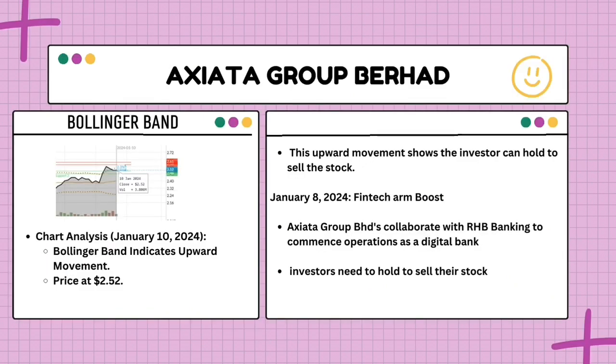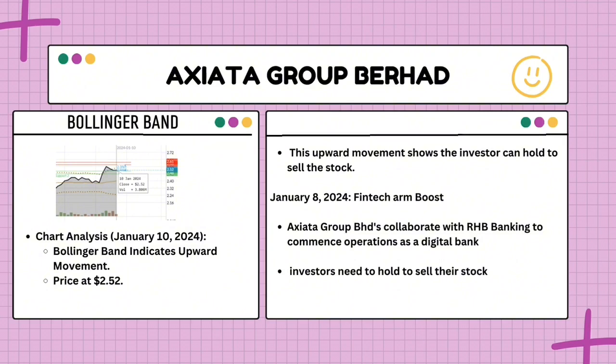Now let's move on to Axiata Group Berhad's Bollinger Band. So as we can see from the chart above, using the Bollinger Band on the 10th January 2024, it shows the price at $2.52. So this upward movement shows the investor that they can hold to sell the stock.